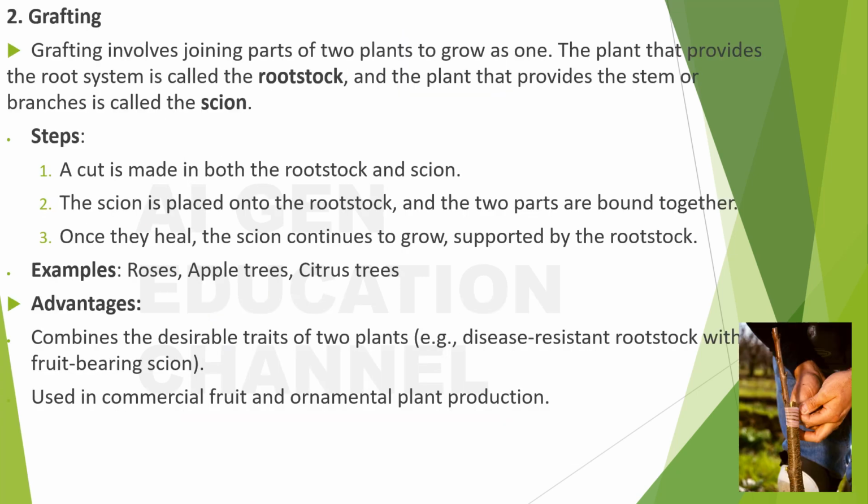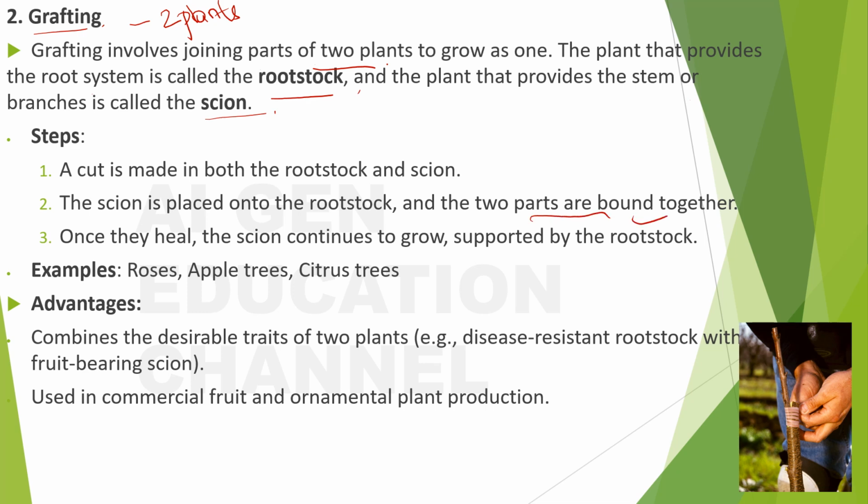Nice. Next, grafting. What is grafting? Grafting involves joining parts of two plants to grow as one. First thing is that it involves joining parts of two plants. Here you will always have two plants. The plant that provides the root system is called the rootstock, and the plant that provides the stem or branches is called the scion. A cut is made in both the rootstock and scion. The scion is placed on the rootstock and the two parts are bound together.